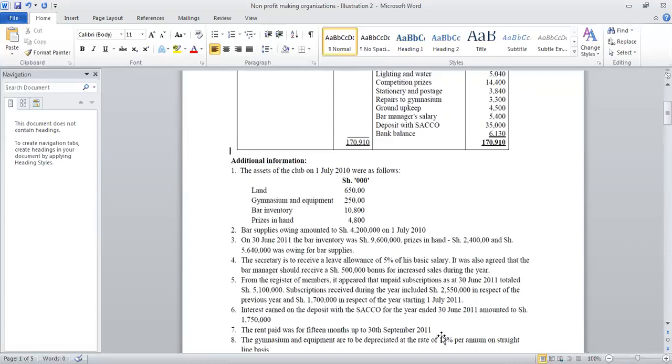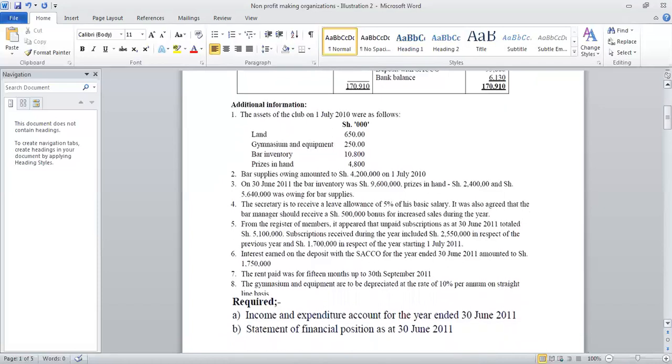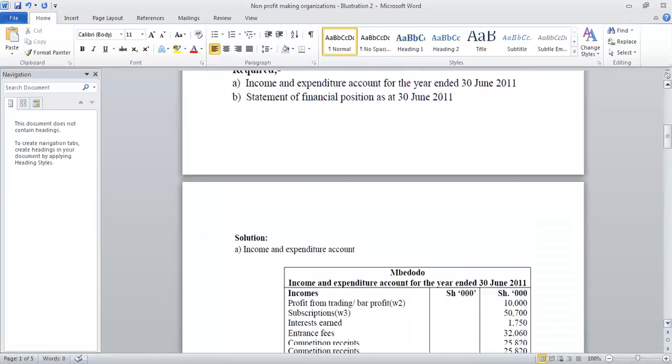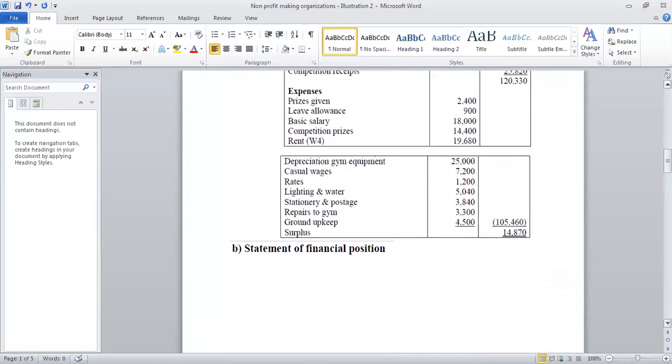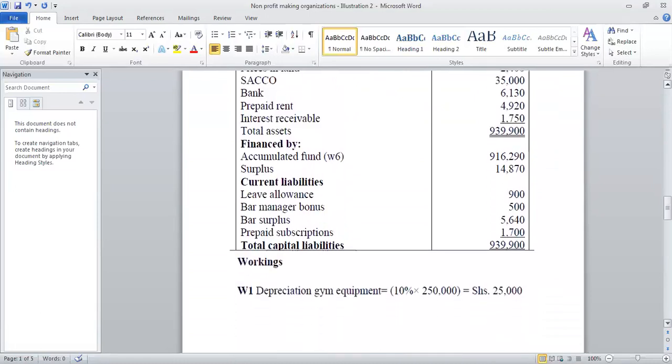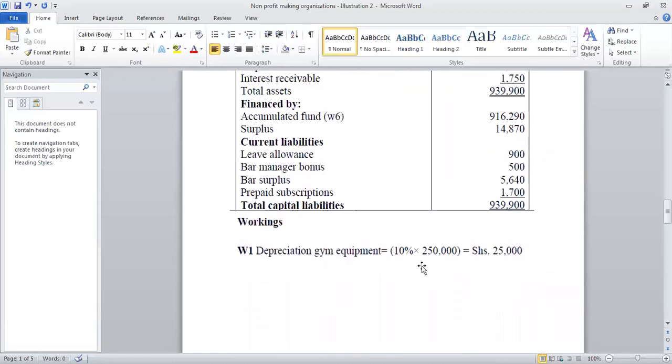Then we have the gymnasium and equipment are to be depreciated at this rate per annum. So we need to calculate the depreciation for that. I want us, first of all, to look at the workings before we go to the solution. Under the workings, this is what has been done. First of all, is to get the depreciation on equipment. We have been told it's 10% of the cost. You just get the 10% of the cost of that particular gymnasium as indicated in the balances that we are given.